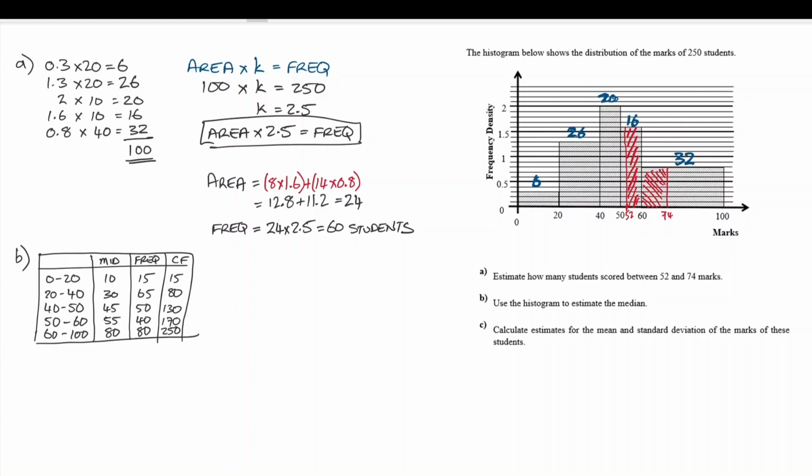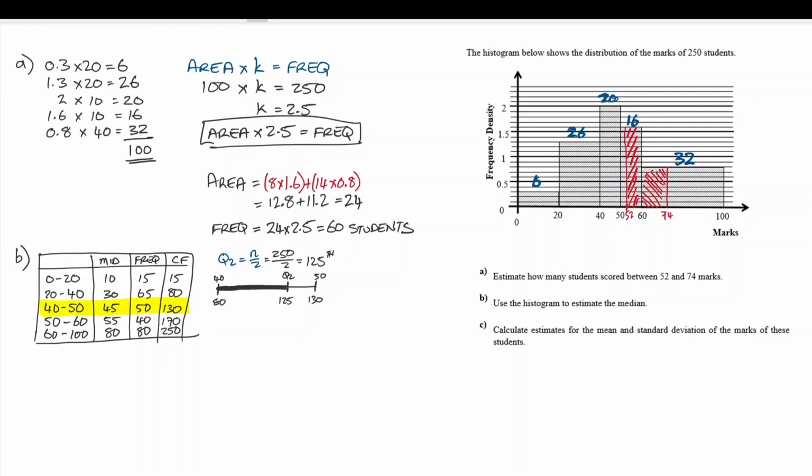Okay, so let's locate the median. There are 250 students. The median will be the middle student, so the 125th, and we just need to find which interval contains the 125th. It's here, the first interval whose cumulative frequency went above 125. We'll just set out our class boundaries, we'll set out our cumulative frequencies. The median is the 125th value.